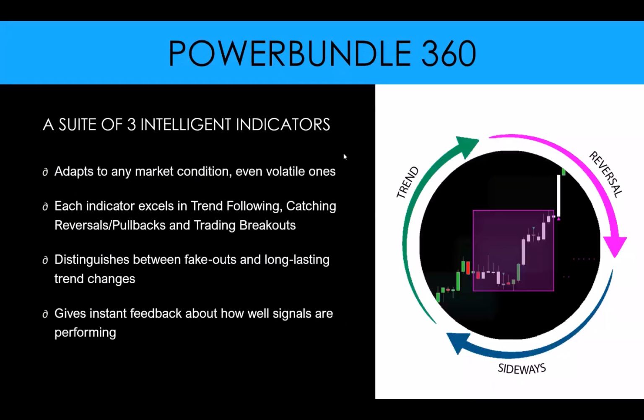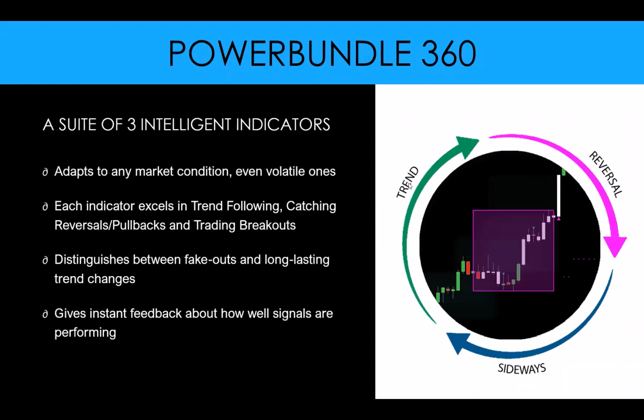So the Powerbundle AO consists of 3 indicators. And we have purposefully picked 3 indicators to cover each market cycle. We have 1 indicator for trend trading, which is 1-2-3 Strike, 1 indicator for trading reversals or pullbacks, and 1 indicator for finding and trading breakouts, which happen typically during sideways markets. And by doing this, we hope that we have covered every market cycle that you may encounter.